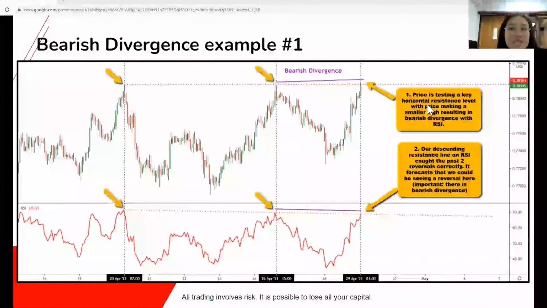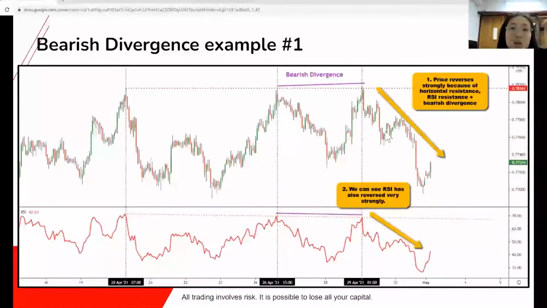So with price testing a key horizontal resistance level, which is this red dotted line on our price chart, we see a smaller high resulting in bearish divergence with RSI, because our descending resistance line on the RSI caught the past two reversals correctly, which is the two swing highs. So it forecasts that we could be seeing a reversal over here from this point on the 29th of April.